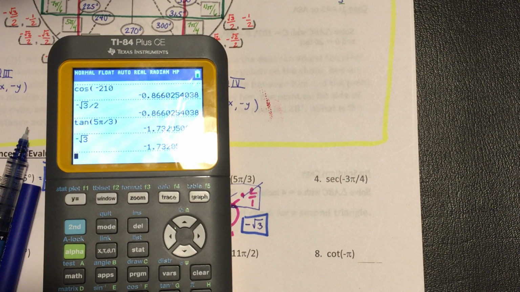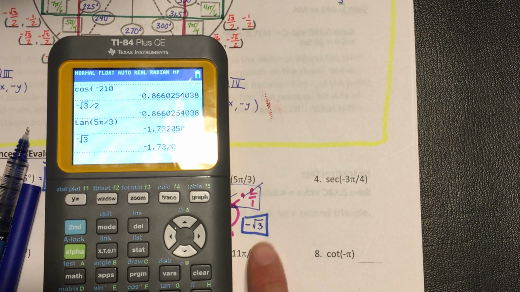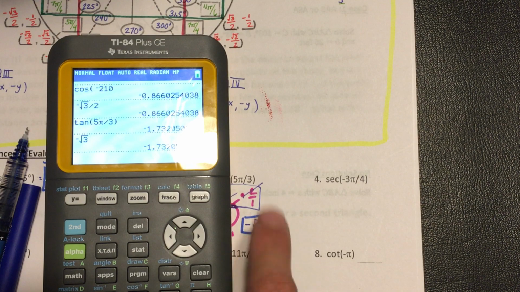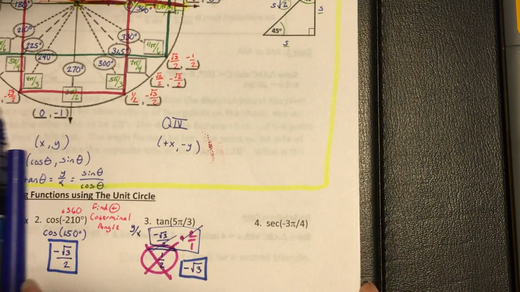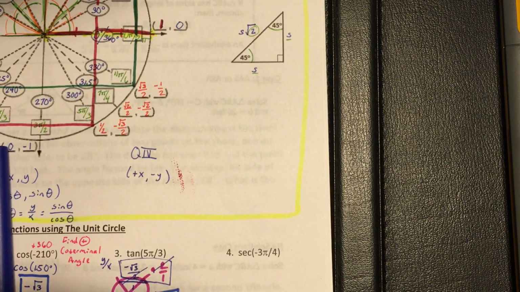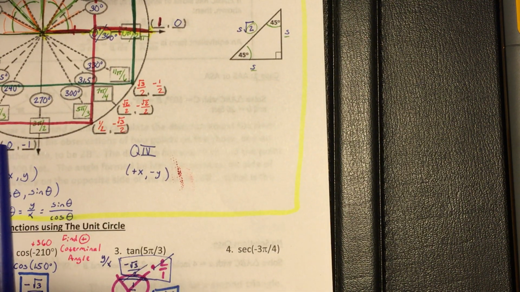So again, we can use our calculator to check ourselves, but it's not going to give us that exact radical answer that we want. So this is why the unit circle is better. So let's go ahead and look at number 4. Now this one is looking for secant of negative 3 pi over 4.